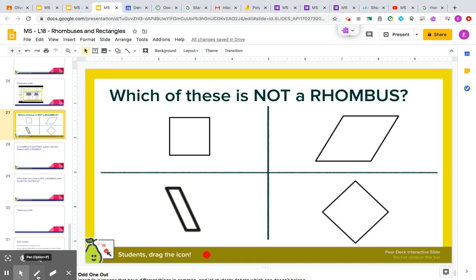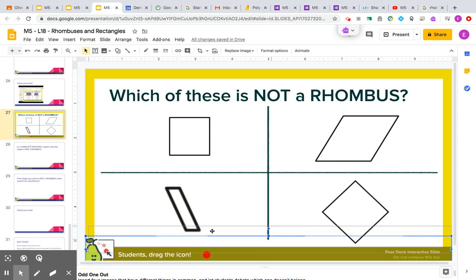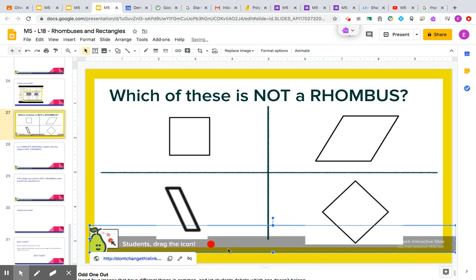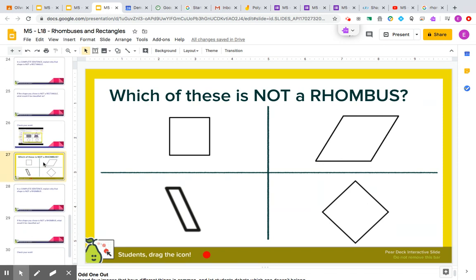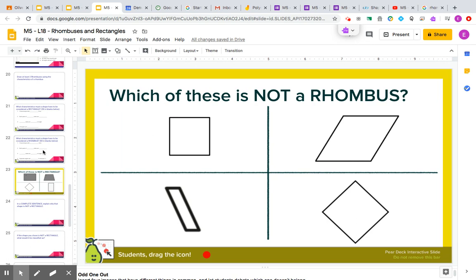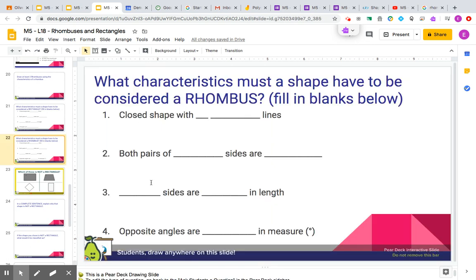So we have another problem where we have to drag our icon and figure out which one of the following shapes is not a rhombus. In order to do that, I need to think back to what actually is a rhombus. So let's look at the characteristics of a rhombus.